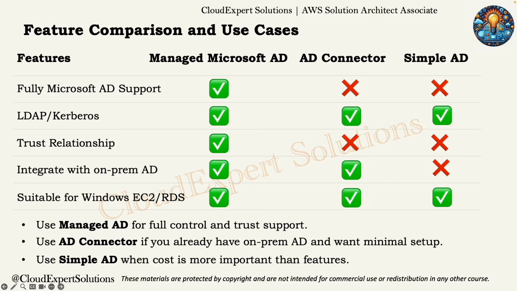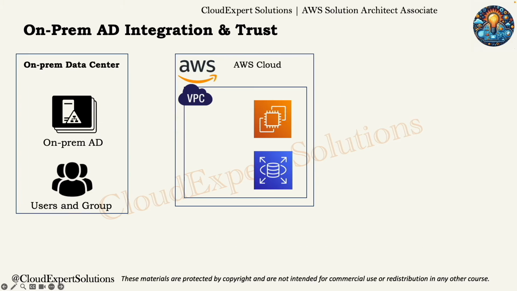Now let's review on-premise AD integration and trust. Let's assume we have an on-premise data center where we have our on-premise Active Directory and user groups. At the same time, we have the AWS Cloud where we have all the AWS services. For this hybrid environment, AWS lets you integrate your on-premise AD with AWS Managed Microsoft AD using a site-to-site VPN or a Direct Connect connection, and you can establish trust relationships between your on-premise AD domain and AWS Managed AD.